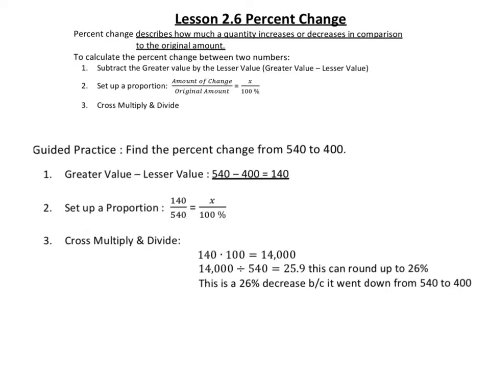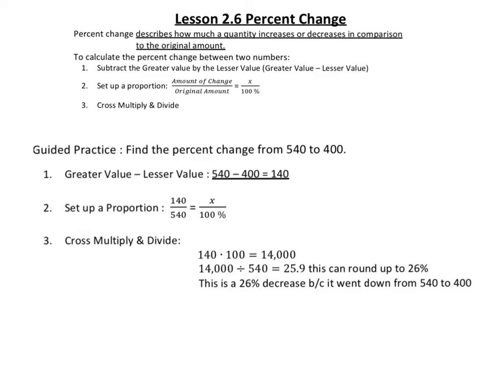So here's an example already worked out. Let's talk through it. So the first step, we do greater value minus lesser value. So 540 and 400. So 540 minus 400, we get 140. Then we have to set up our proportion. So up here, we see amount of change, which is the 140, over the original amount, which was 540. It came first in the problem. So 140 over 540 equals x over 100.